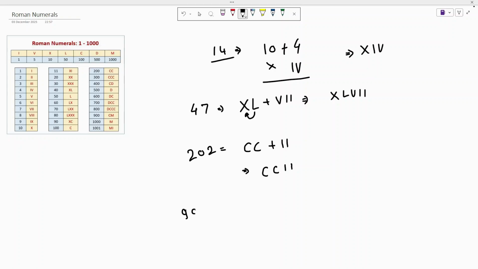One more example I will show you, 999. For 900, this is 1000 minus 100, which is CM. For 90, 100 minus 10, which is XC. And for 9, 10 minus 1, IX. So for 999, the representation will be CMXCIX.